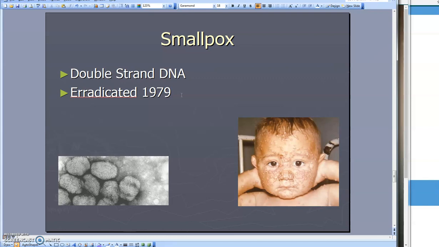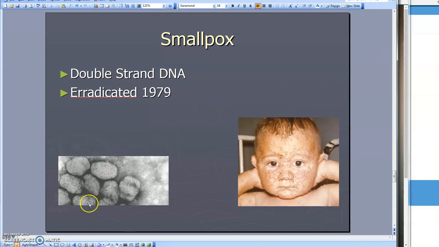The next disease up, smallpox, which is not around anymore, but I like to talk about it. It was a big virus and killed many people, but was eradicated in 1979 through different isolation techniques and vaccinations. It's a variola virus, like chickenpox, and it is made of double-stranded DNA. I think it's our first DNA virus that we've talked about.